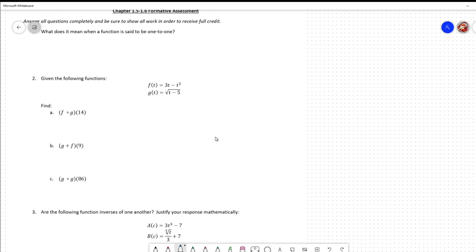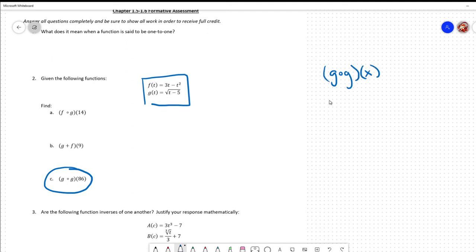So this is from the last formative assessment. This was 2C that we're going to look at specifically. So we're going to answer this question. We were given the following two functions, and we were asked to find g of 86. So remember, pre-cal, that when we see this open dot, that means we are doing a composition, not a multiplication. I saw way too many people doing this as if we were multiplying the two functions together.